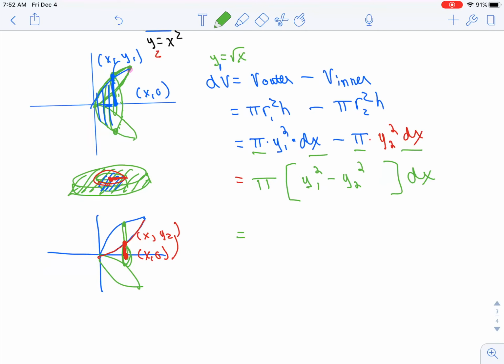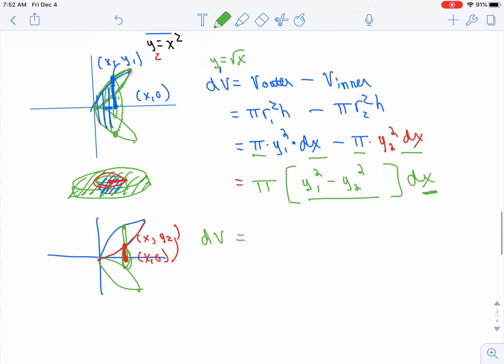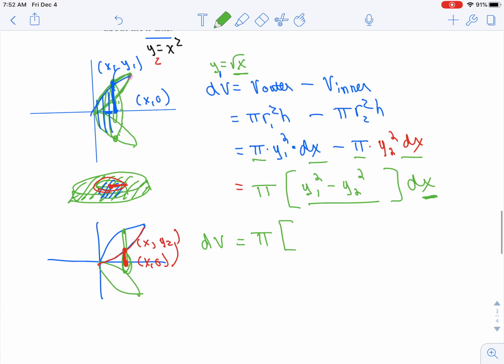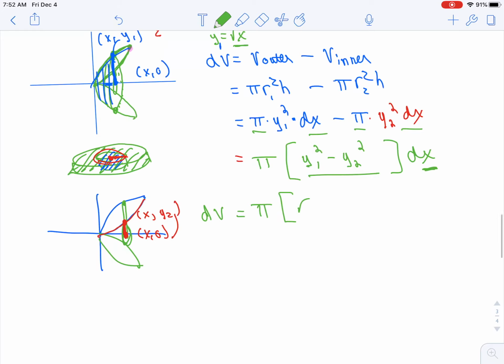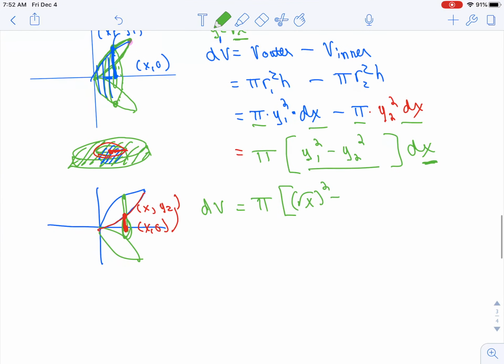Now, what we said, so that I'm still working on dV, is that if this is x, we really want this in terms of x also, all right? And so I want you to go ahead and put this in terms of x. So this is going to be pi times, our y sub 1, remember, was the square root of x. So we get the square root of x squared, minus, and then our y sub 2 was x squared. So we get x squared squared.